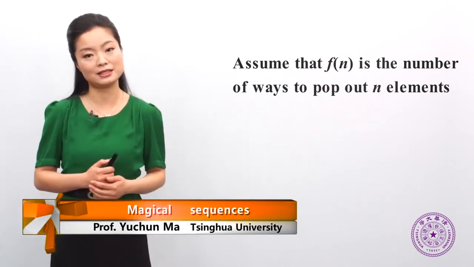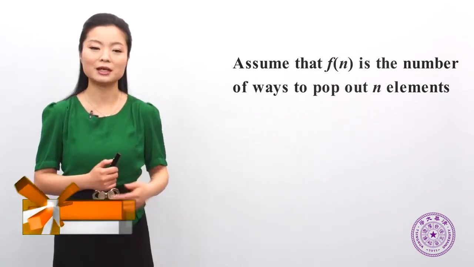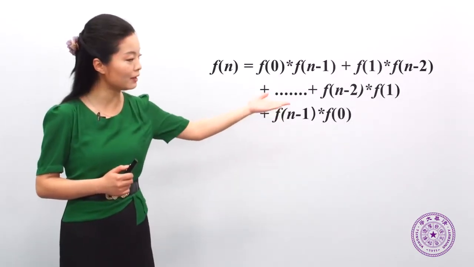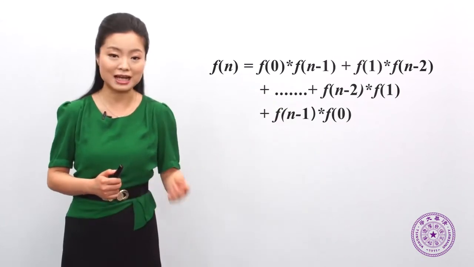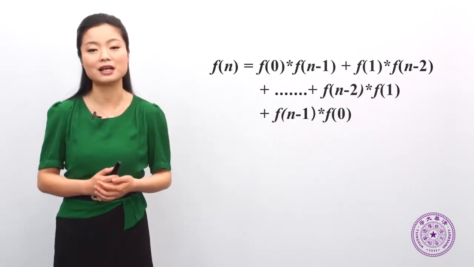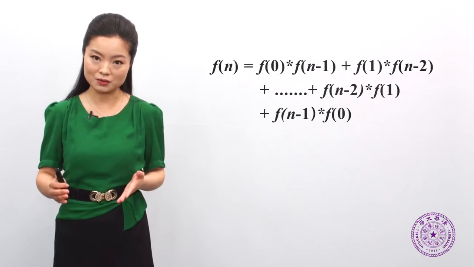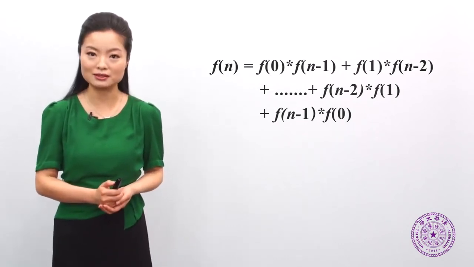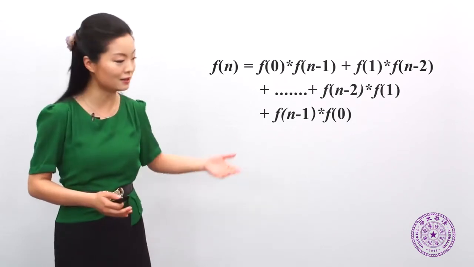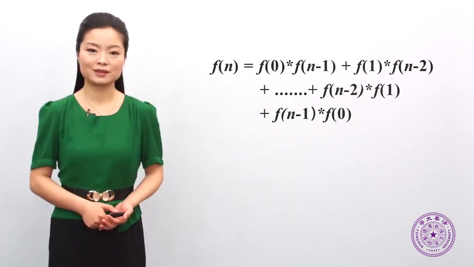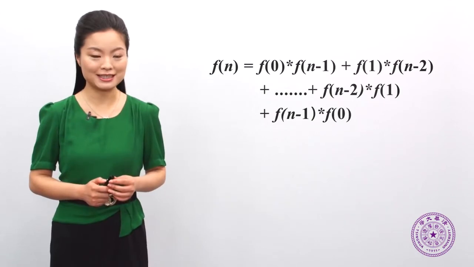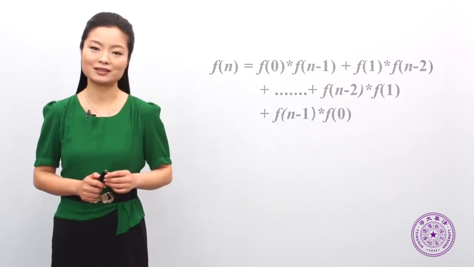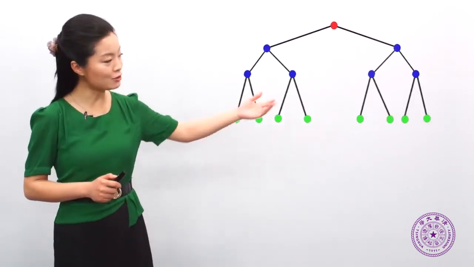We can write out the equation for Fn, that is Fn equals F0 multiplied by F(n minus 1) plus F1 multiplied by F(n minus 2) and so forth, until the last term F(n minus 1) times F0. Now we have a recurrence relation for the stack. Just now we analyzed the stack. In fact, in terms of data structures, there is something else that corresponds to it. Let's have a look. This is a binary tree.